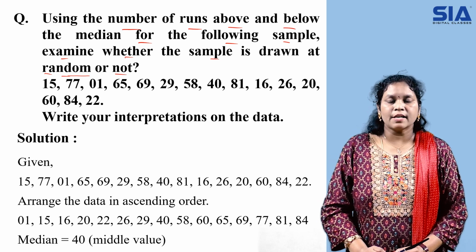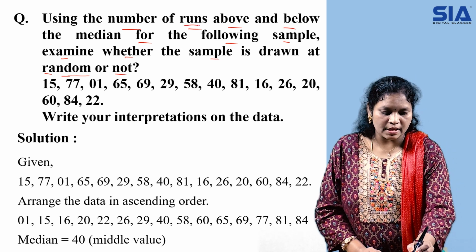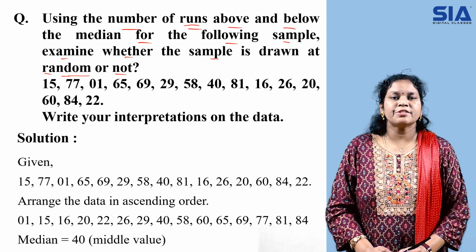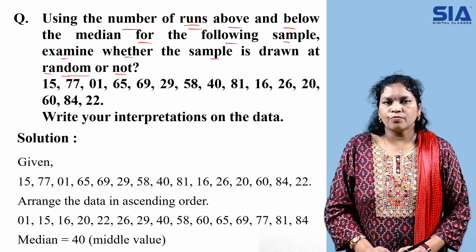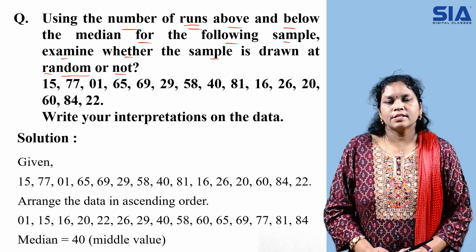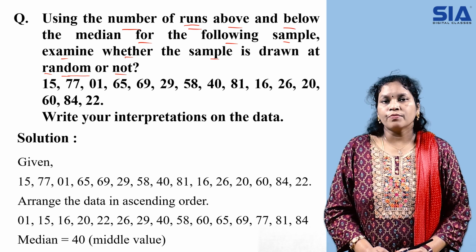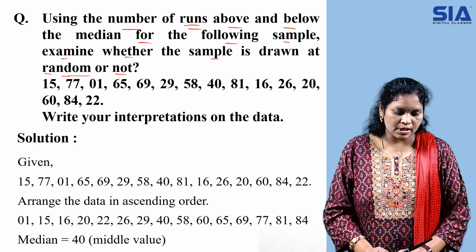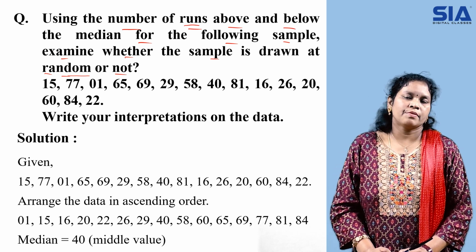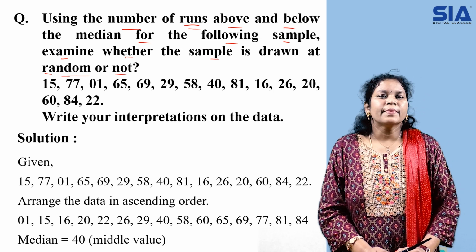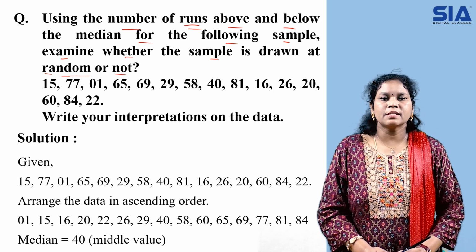It's a run test, and here we have "using the number of runs." So they have mentioned runs here. That is a clue that we have to go for the run test. Let us go for this test for randomness, because we have single data. Whenever we have single data, we go for the run test for randomness.